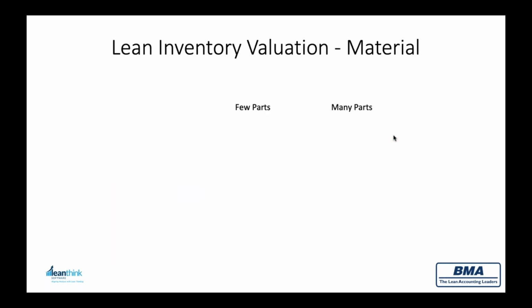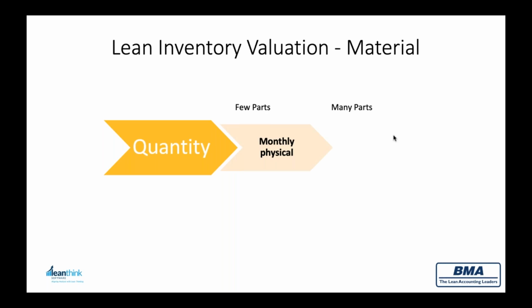So let's look at the components of inventory and talk about some ways you can do lean inventory valuation. Let's talk about material first. There are two components to material. One is the quantity of material on hand. If you have few parts, from a lean viewpoint, you can do a monthly physical. If you have many parts, you can track in ERP. And that's typically what most manufacturing companies are like, because ERP does a good job of tracking quantities, better than spreadsheets.